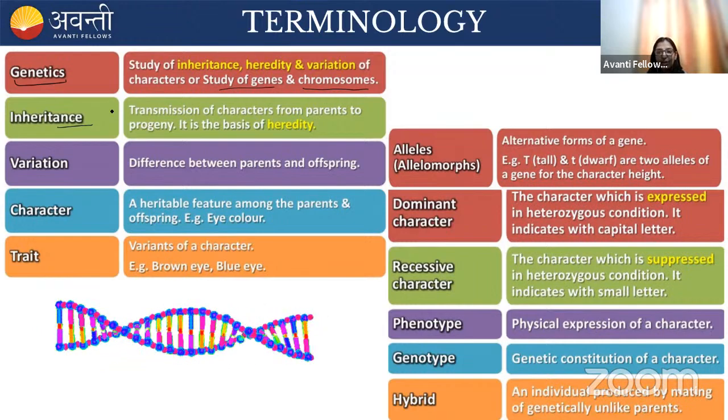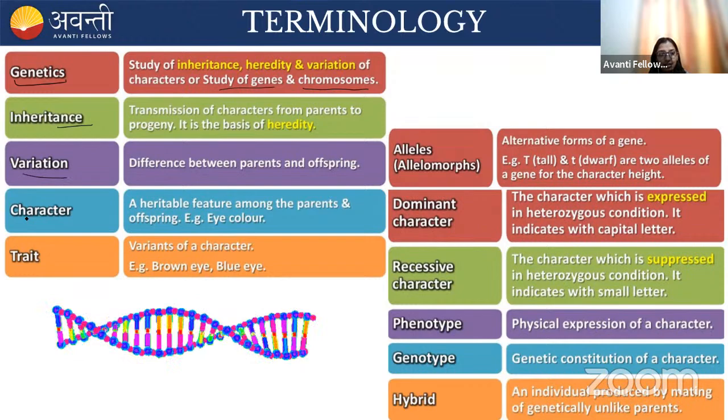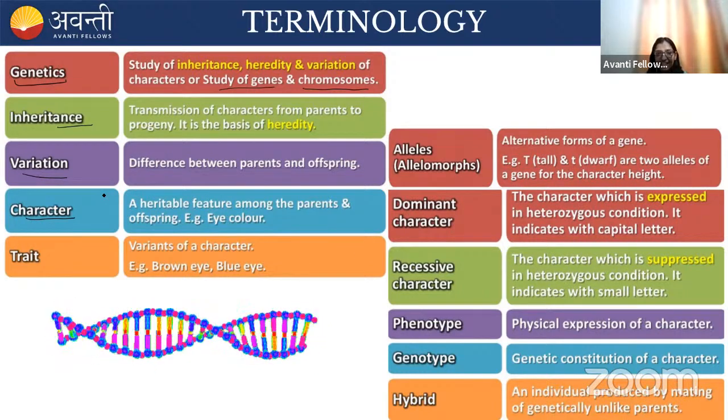So transmission of characters from the parents to the offspring is known as inheritance, and the degree by which the progeny differs from the parent is known as variations. For example, we are different from our parents. We are not identical to our parents because of the variations.